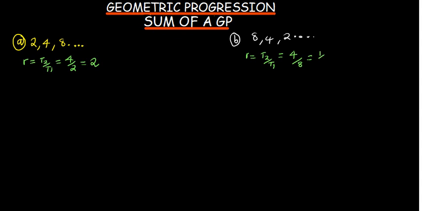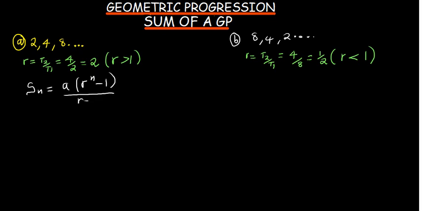So you are able to see that for this one, the ratio is greater than 1, it is bigger than 1. But for this one, the ratio is less than 1. So to determine which formula you are going to use to find the sum of a geometric progression, you are going to look at the ratio. Is it greater than 1 or less than 1? If the ratio is greater than 1, the formula becomes a times r to the power n minus 1, over r minus 1.